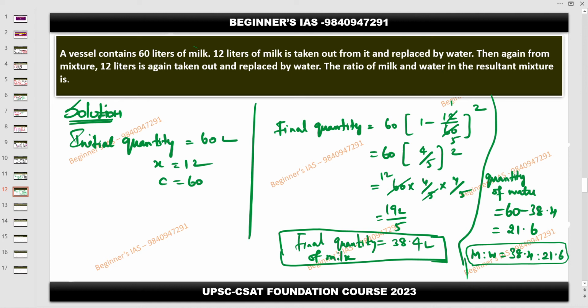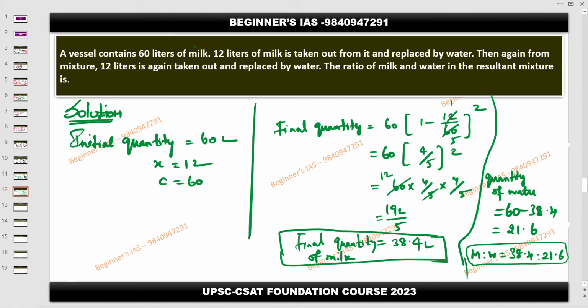Okay, so or else what you do is just multiply by 10 on both sides, then it will become 384 is to 216. Then we have to go with the common table. Okay, clear? Shall we move on to the next one?